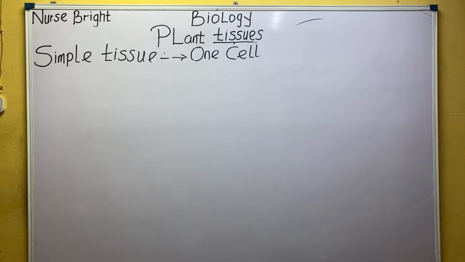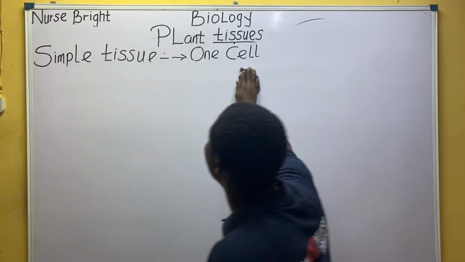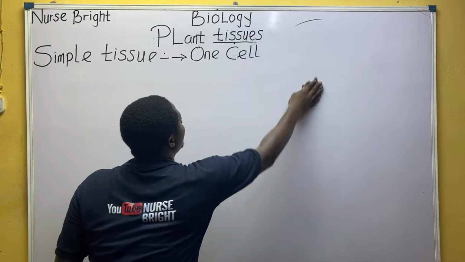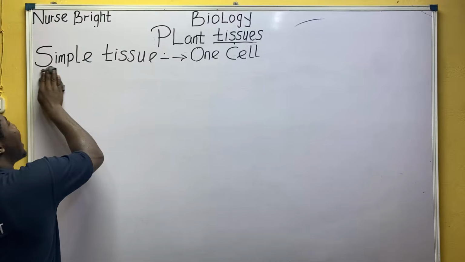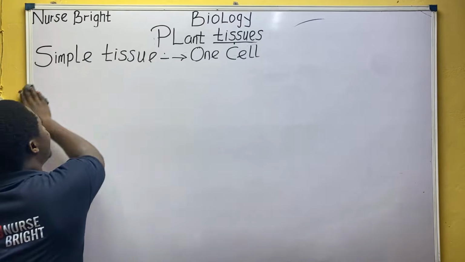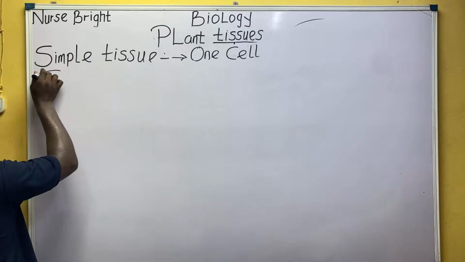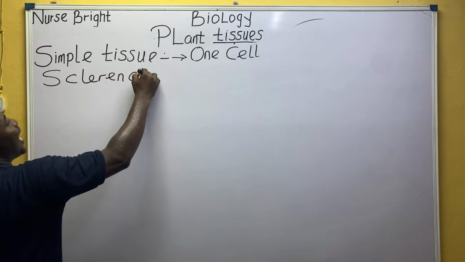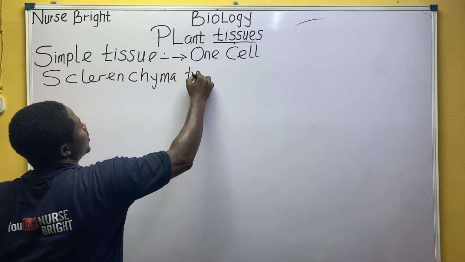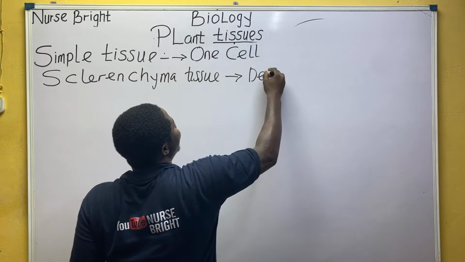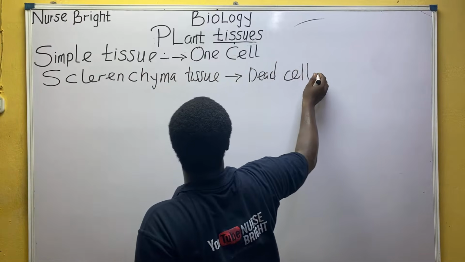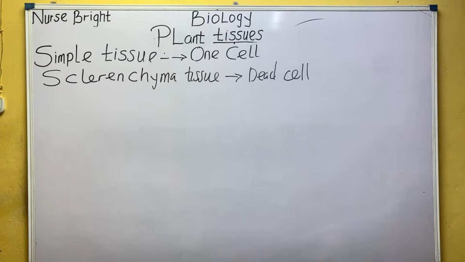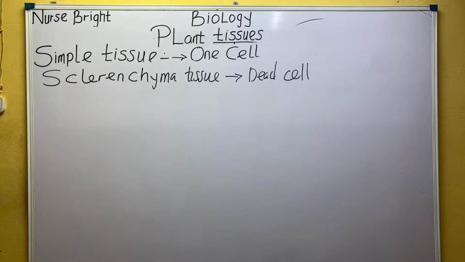Now, these Sclerenchyma tissues are plant tissues, but they are made up of dead cells. Please note it. I told us that Parenchyma and Collenchyma have living cells. And who now has dead cells? This guy called Sclerenchyma. They are made up of dead cells and not living cells.